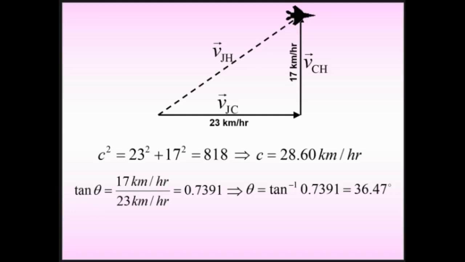By the way, this is a velocity. Velocity is a what? Vector. You have got to write this as a vector statement. So what do you write? V J H equals what? Obviously 28.6 kilometers per hour. But what's the direction of this angle? Come on. You have to pick two directions.